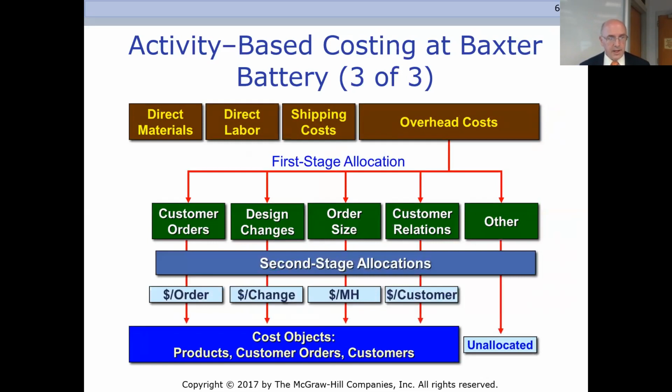Then we have a second stage allocation. So much per order, and then dollars per change, and then cost per machine hour, and cost per customer. We can come up with that information.